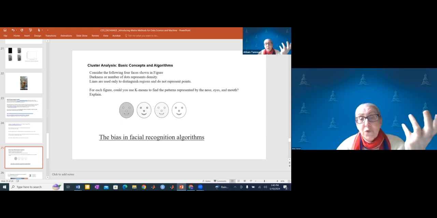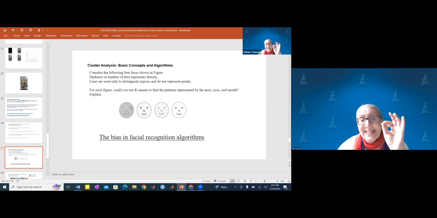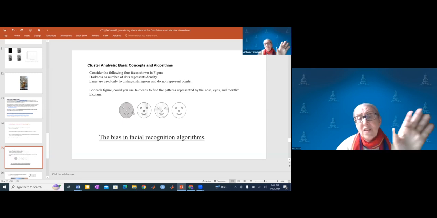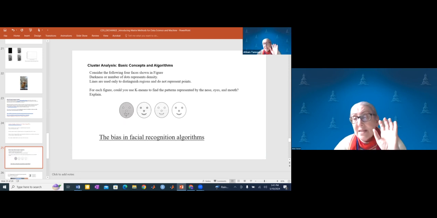Actually, here we do have 4 phases, and darkness, or the number of dots, would represent the density of colors. The lines are not important. Don't think about lines. Think about colors, because the colors make the line. If you look at the line here, I'm not interested in the line. It's pixels. And I'm interested in dark pixels, white pixels, etc. And this is how you can find the cluster of eyes and nose, etc.